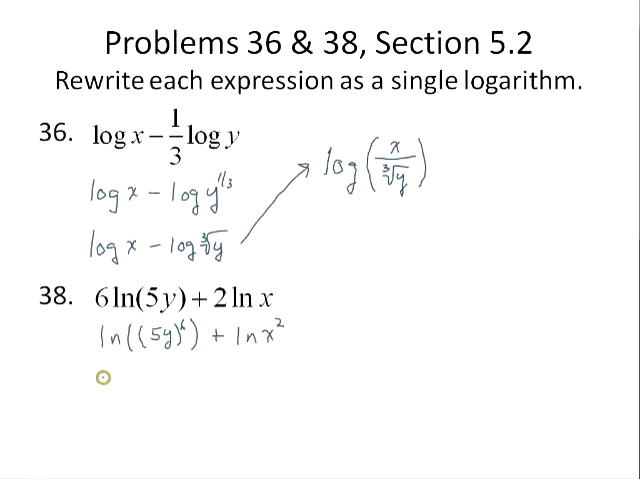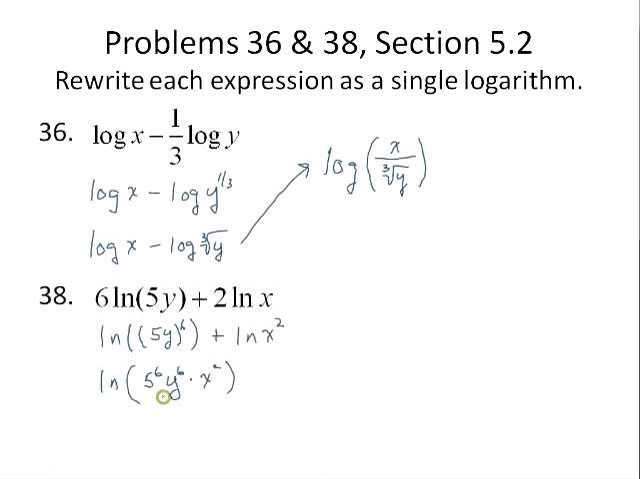And now with the sum of this here, we can rewrite this as the natural logarithm of the same 5y to the 6th power, but I'm going to write that as 5 to the 6th power, y to the 6th power. And then our product property says that when we have an addition of two logarithms, that's going to be the same thing as the product. And so this is going to be times x squared. This is an answer for this problem.